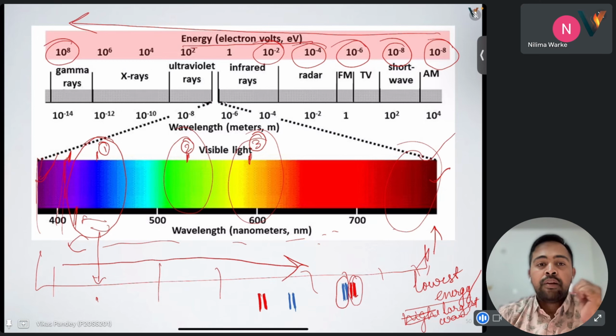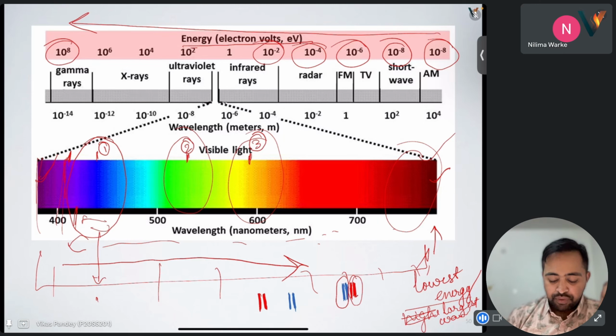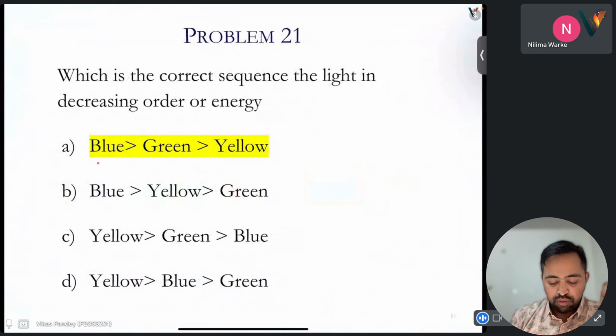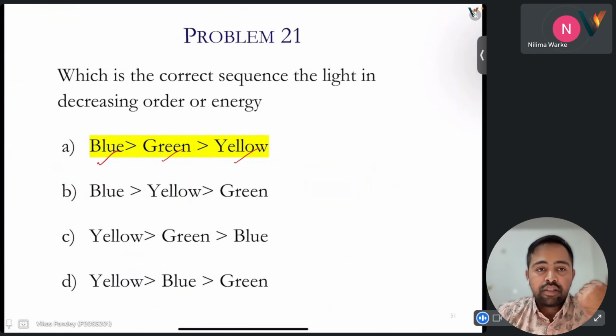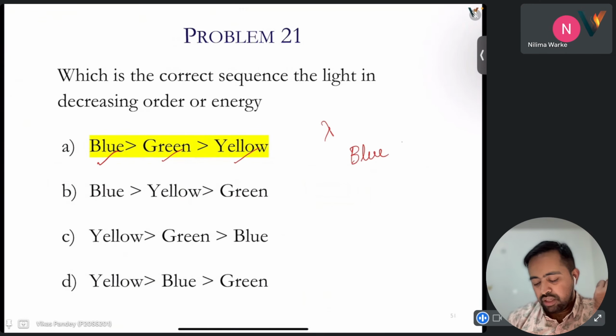Some people even use blue and yellow; the combination of blue and yellow is the most preferred one, right? And then there is green in between. So what will be the correct sequence of energies? It will be blue, green, followed by yellow. Blue will have the highest energy, and wavelength is exactly the opposite. In case of wavelength, blue will have the smallest wavelength, then green, then yellow.